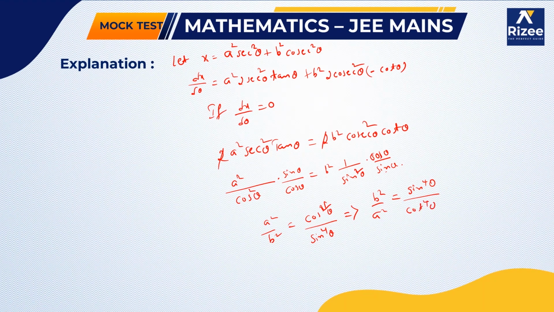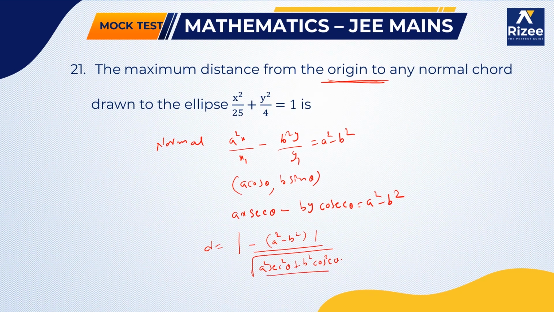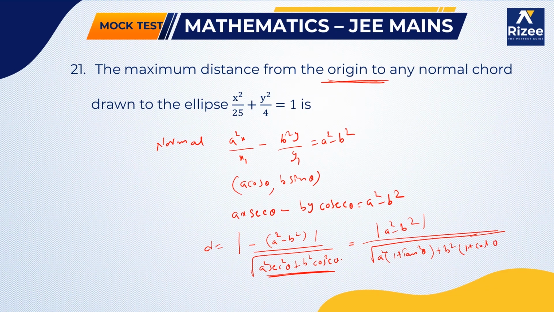From this I am writing a square minus b square, modulus of secant square theta can be written as 1 by 1 plus tan square theta, root over 1 plus a square into 1 plus tan square theta plus b square. Cosecant square theta can be written as 1 plus cot square theta. We get from this b by a equal to tan square theta.